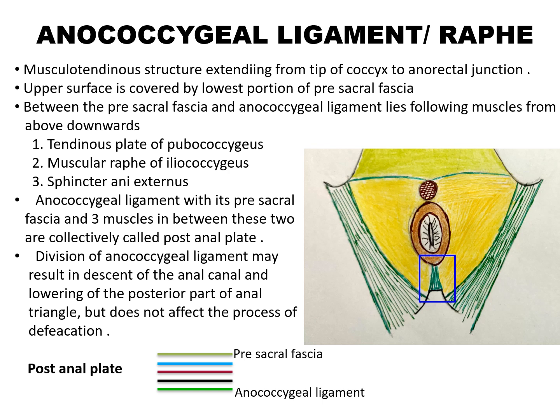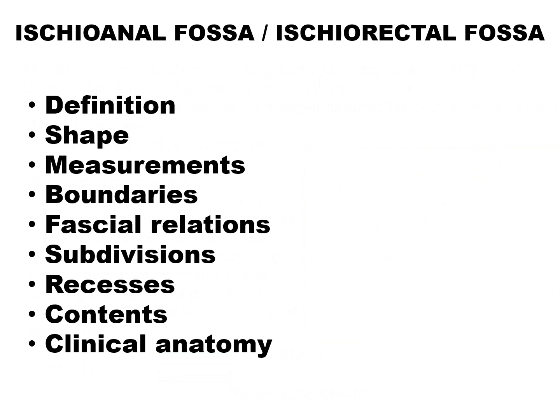The anococcygeal ligament, along with its presacral fascia and the muscles between these two, are collectively called the post-anal plate. The division of the anococcygeal ligament may result in the descent of the anal canal and the lowering of the posterior part of the anal triangle. The division of the anococcygeal ligament may not affect the process of defecation. We have already seen the 3 important midline structures in the anal triangle.